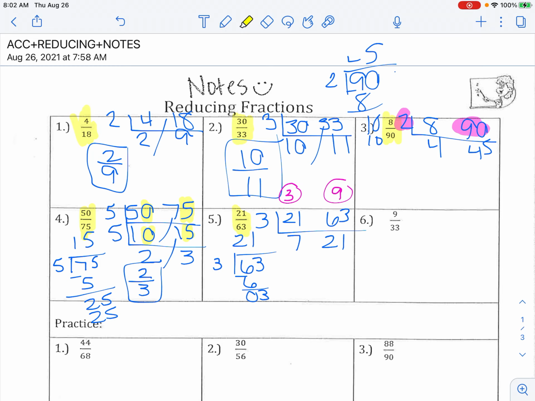Now I'm looking at these two numbers, 7 and 21. I know 7 is a factor of 21. So I can divide both of those by 7. So 7 divided by 7 and 21 divided by 7. So that fraction is going to reduce to 1/3.